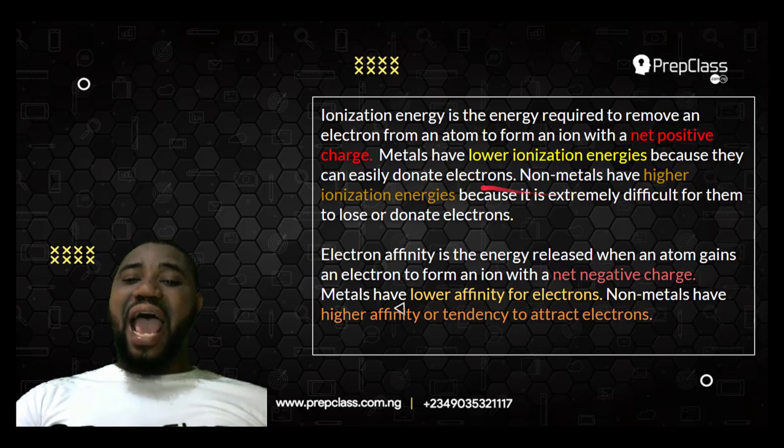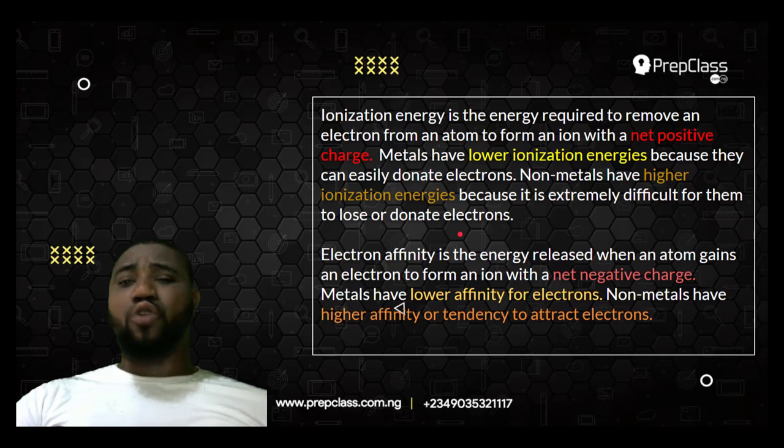Non-metals have higher ionization energy because it's extremely difficult for them to lose or donate electrons. Non-metals like chlorine or oxygen do not donate electrons, so it's difficult for you to remove an electron from them. Are you following? Because of that, they will have a higher ionization energy. So metals have a lower ionization energy. Non-metals have a higher ionization energy.